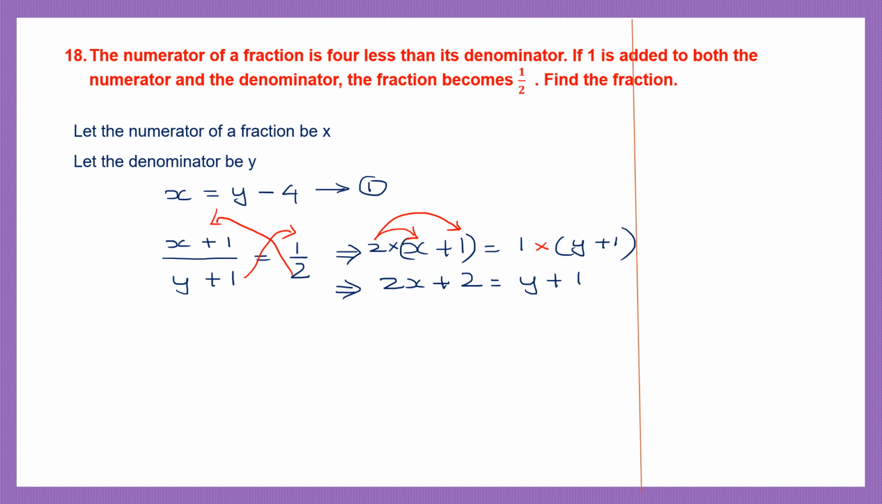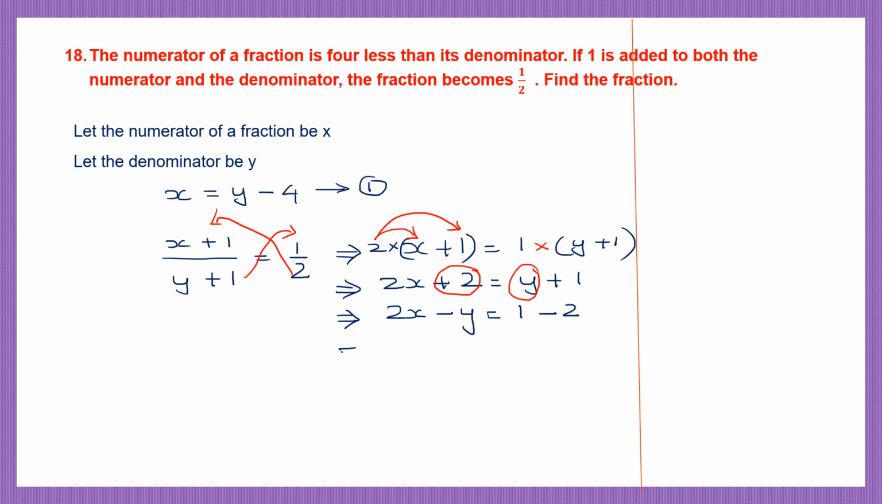So now let's get all the variables to one side and all the constants to the other side. So the variables are 2x and y. So 2x, I'm going to leave it here as it is. I'm going to transpose this y to the left hand side. So it's going to become minus y. On the right hand side, I already have 1 and I'm going to transpose this plus 2 to the right hand side. It will become minus 2.